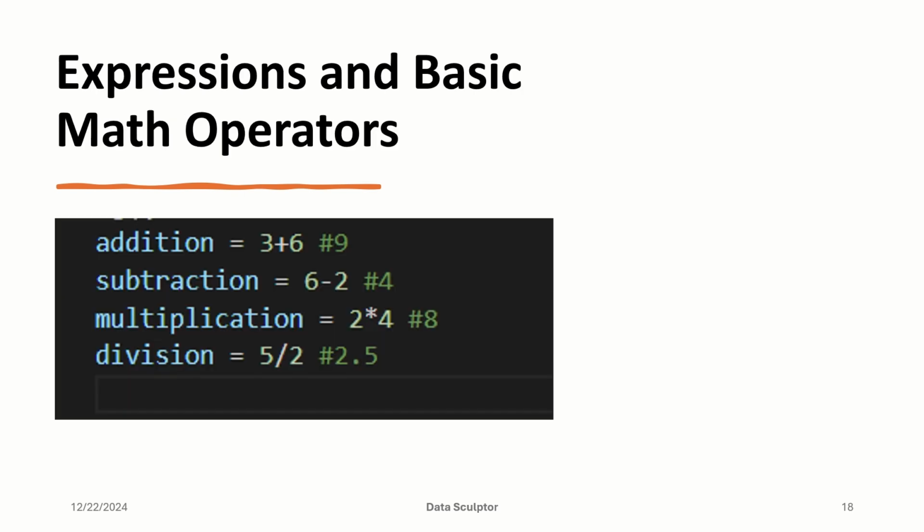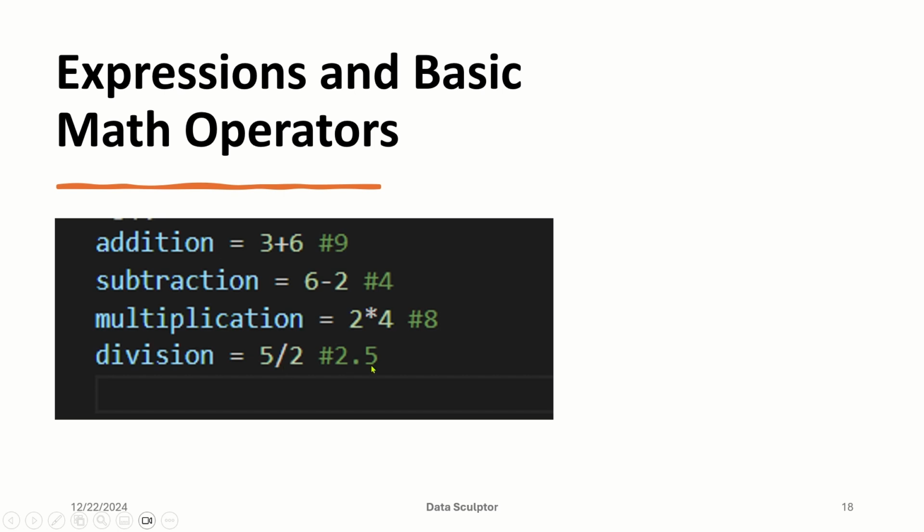As you know, we have some operations like addition, subtraction, multiplication and division. Addition, just simple 3 plus 6, will give you 9, and subtraction, 6 minus 2, will give you 4, and multiplication, 2 multiplied by 4. If you see, you use the asterisk for multiplication, and for division, 5 divided by 2, so 5 slash 2, will give you 2.5.